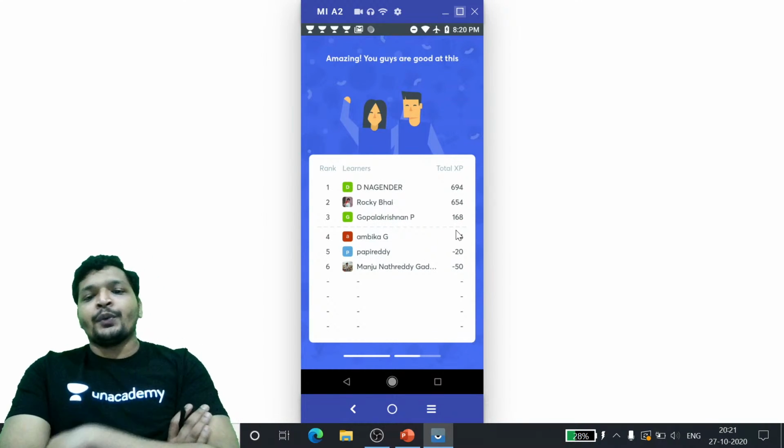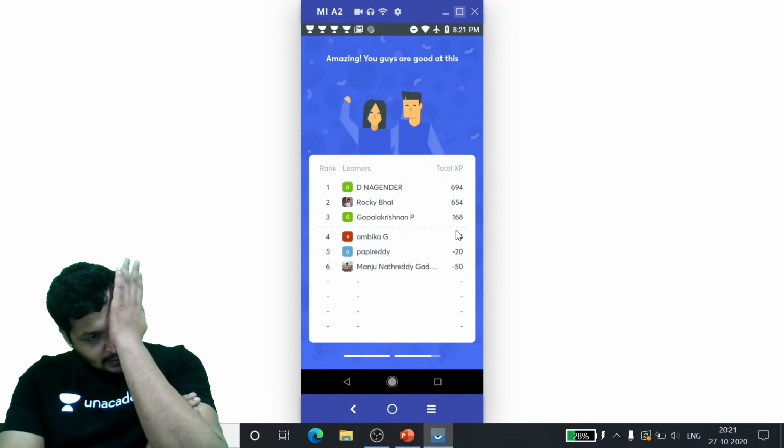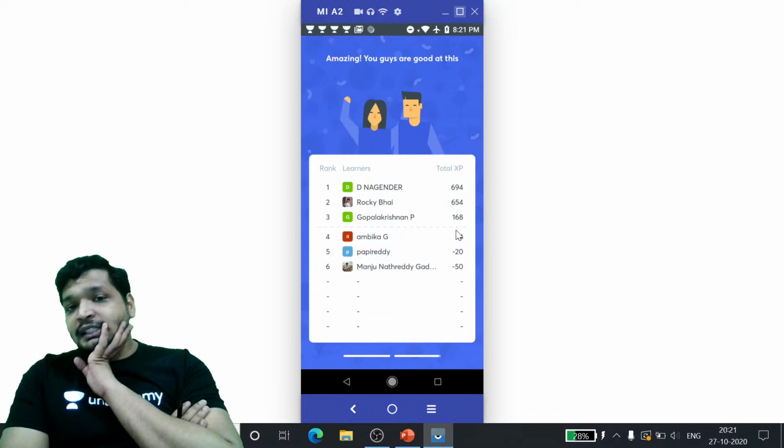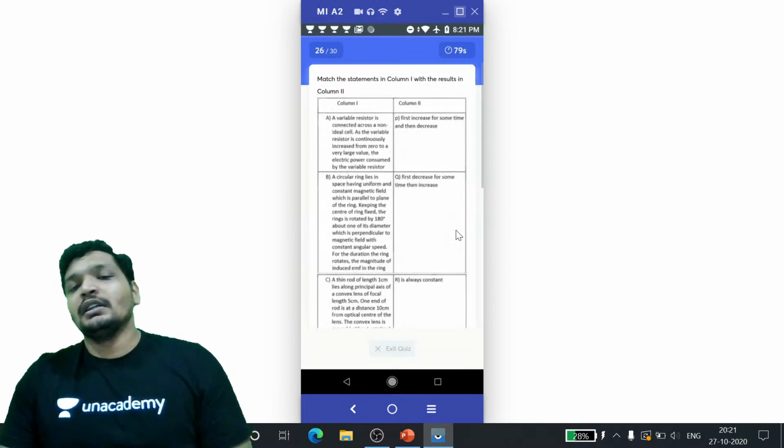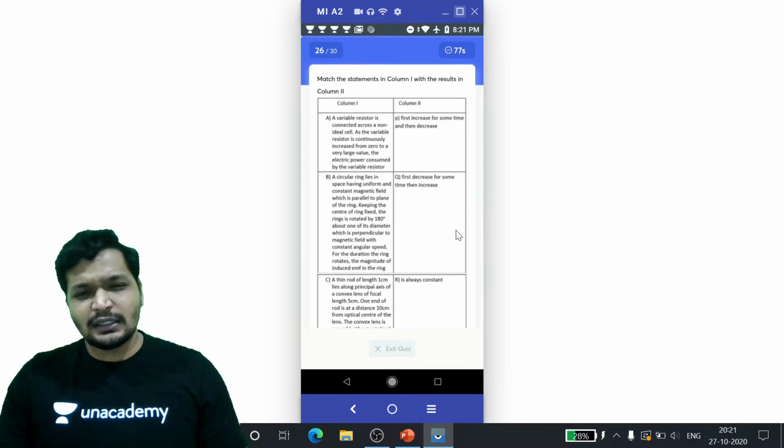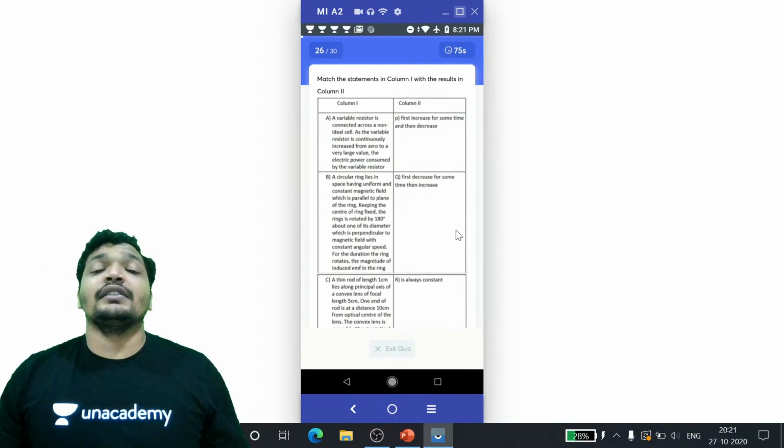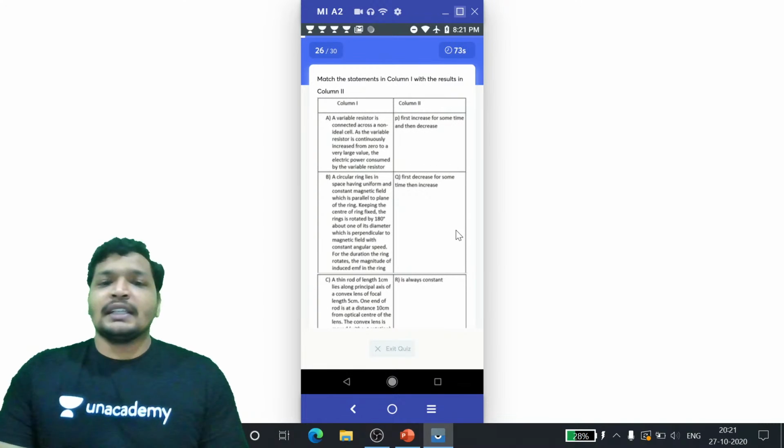Right. Don't worry. So the answer should have been germanium. When you cool it down, its carriers will freeze, and ultimately its conductivity will decrease. All right. Let's get into the next one.